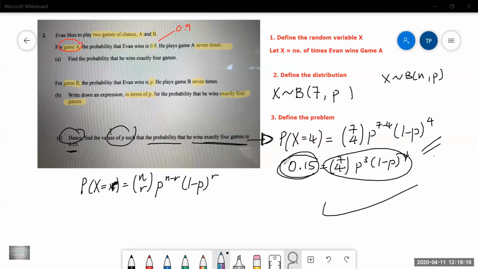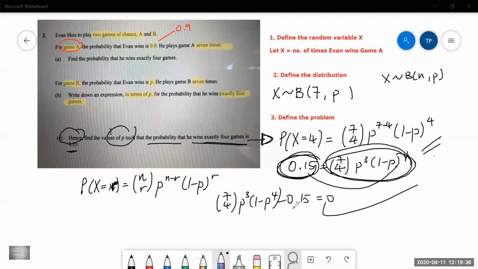Okay, alternatively, you can bring the 0.15 over to the other side. So you have 7 choose 4, p to the power of 3, (1 minus p) to the power of 4, minus 0.15 equals 0. So from here, you just need to find the roots. Oh, okay. Better, right?